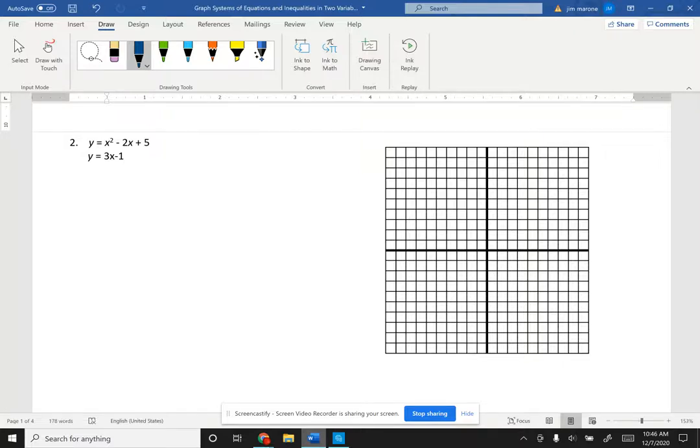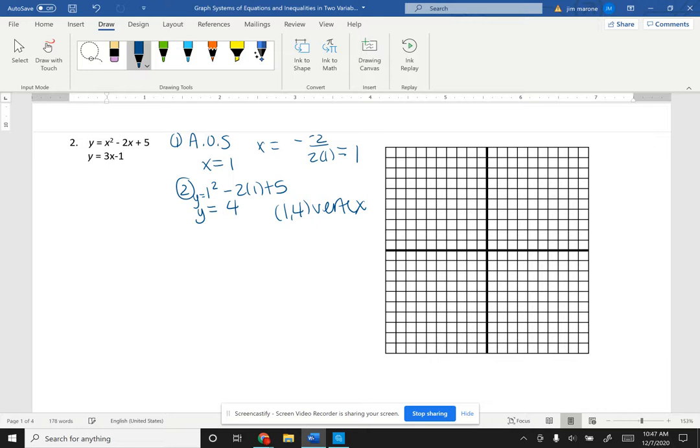For this one again, we're going to graph the parabola first. So my axis of symmetry is x equals 1. Substitute 1 in for x. That gives me my vertex. Can find some more points.